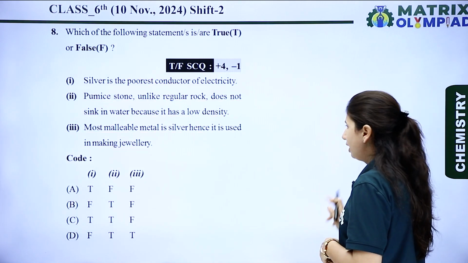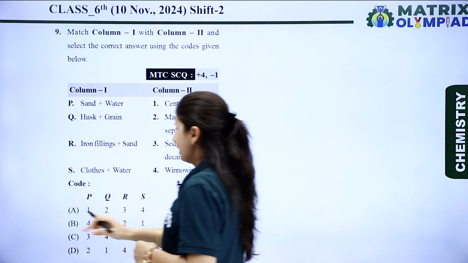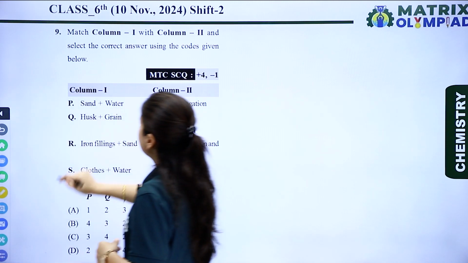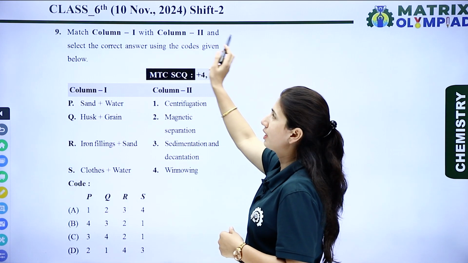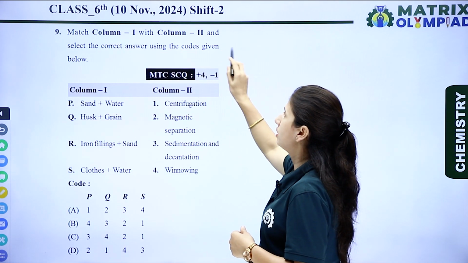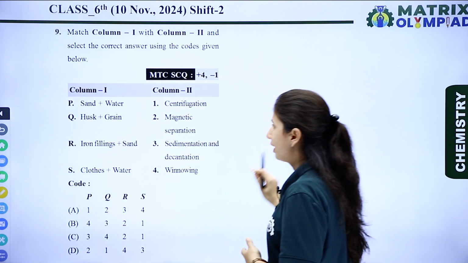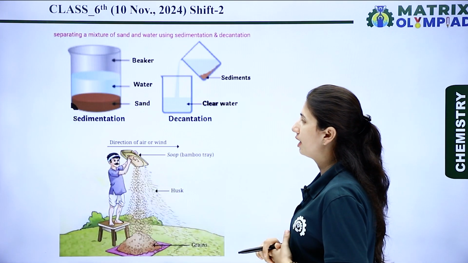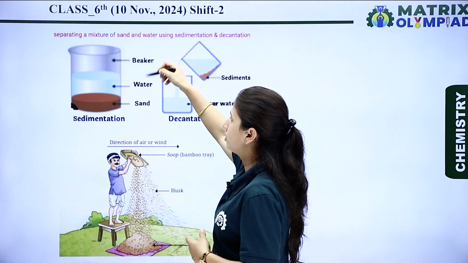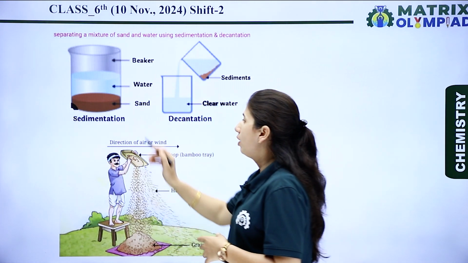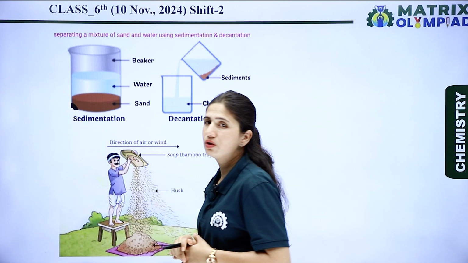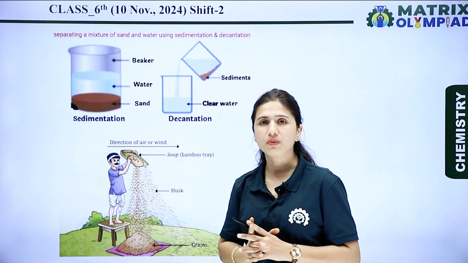Now let's see the next question. The next question is, match column first with column second and select the correct answer using the codes given below. First is sand and water. We can easily see by this diagram, if sand and water are present in a beaker, then by the sedimentation process, we can easily separate the sand from the water.